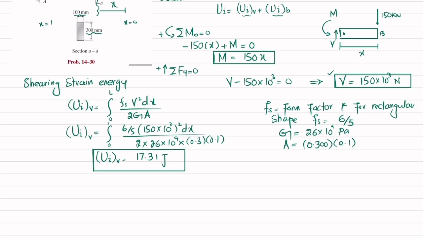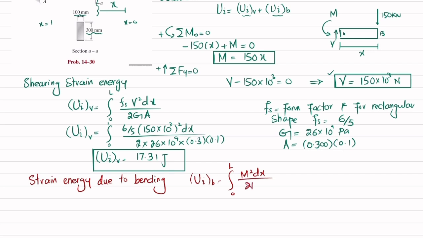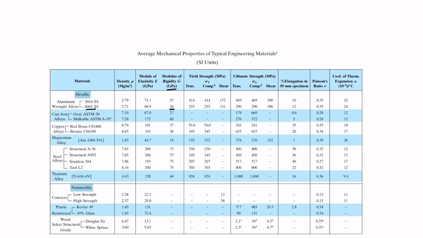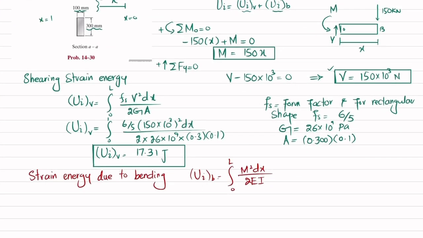Now we'll find the strain energy due to bending. We know that strain energy due to bending is equal to integral from 0 to L of M square dx divided by 2EI. What is the value of E? E can be taken from this table. Again, you can see E is 68.9 gigapascal. So I will write E is 68.9 into 10 to the power 9 Pascal.